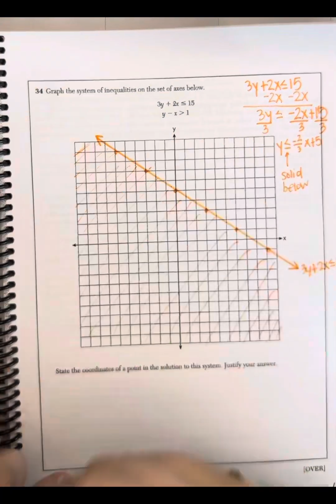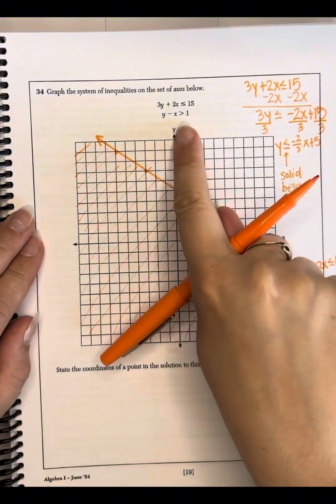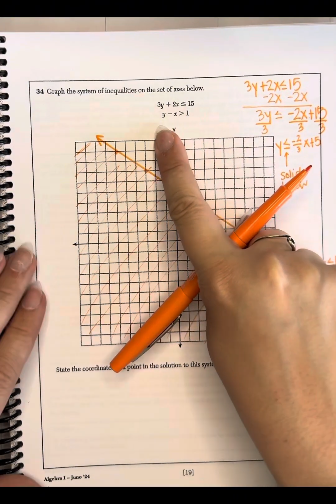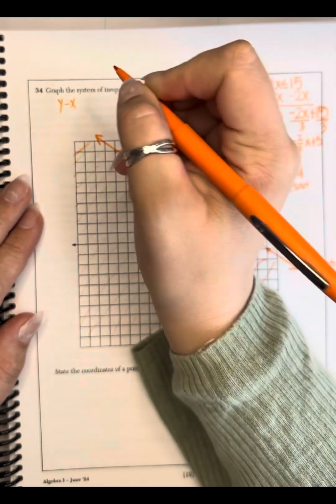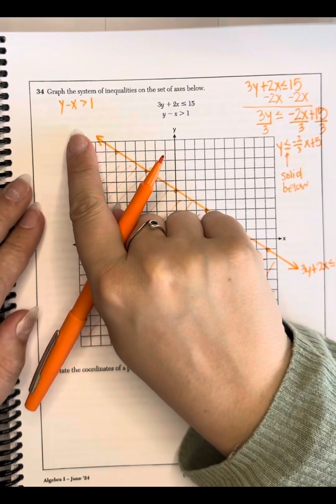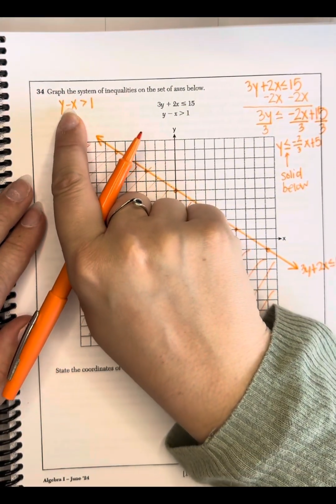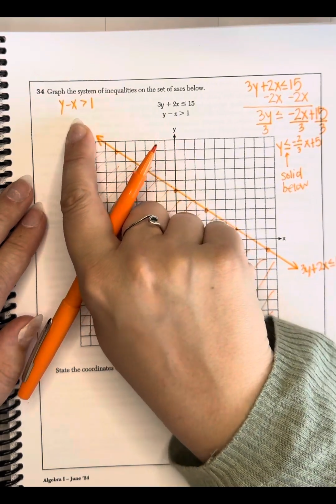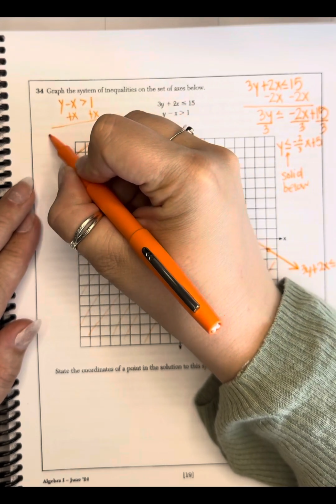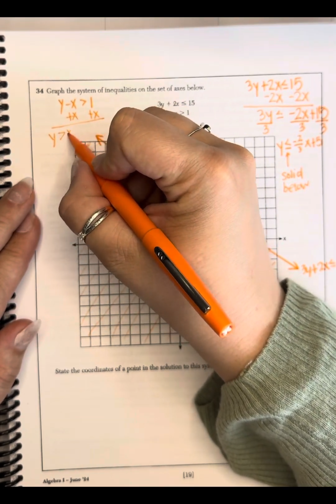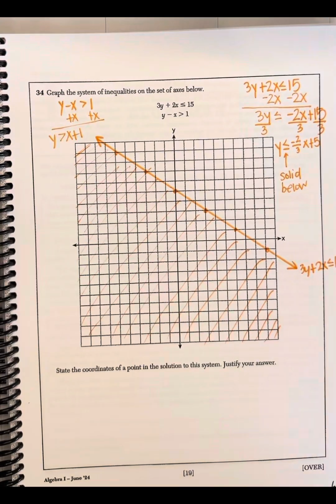Moving on to the second inequality. Again, I cannot graph this the way that it's written. My y value is not by itself, so let's do that. This one's pretty simple. To get y by itself, I just have to move that x to the other side. In order to do that, I'm going to do the opposite, which is to add x on both sides. Y is greater than x plus 1.